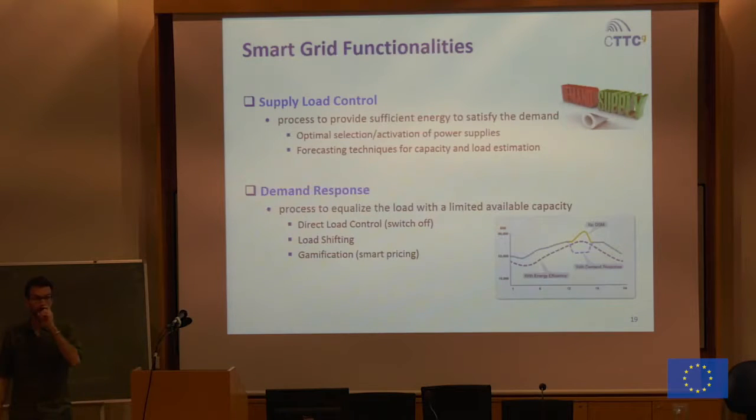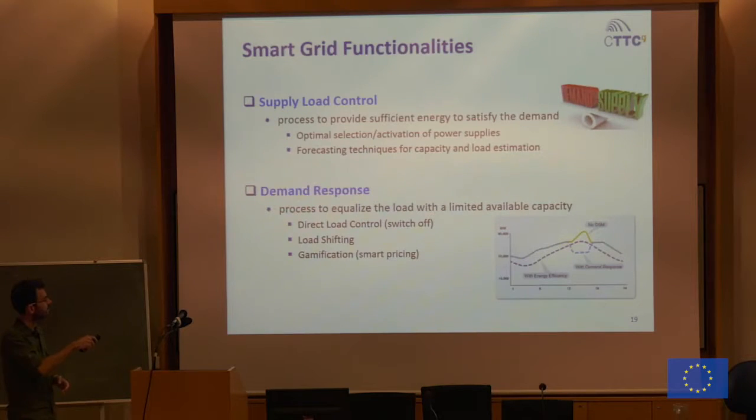So some functions. I reported here two main functions from the smart grid. The first one is called supply load control. That is the process to provide sufficient energy to satisfy the demand. So imagine that you have a power plant with heterogeneous sources, some renewable, some not, and then you decide from which energy source you have to take the energy, and maybe you have to switch on some more power plants if there is a peak demand.